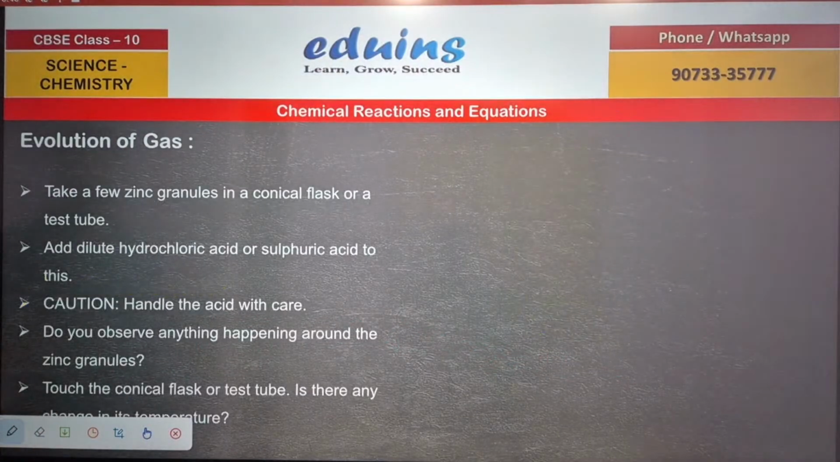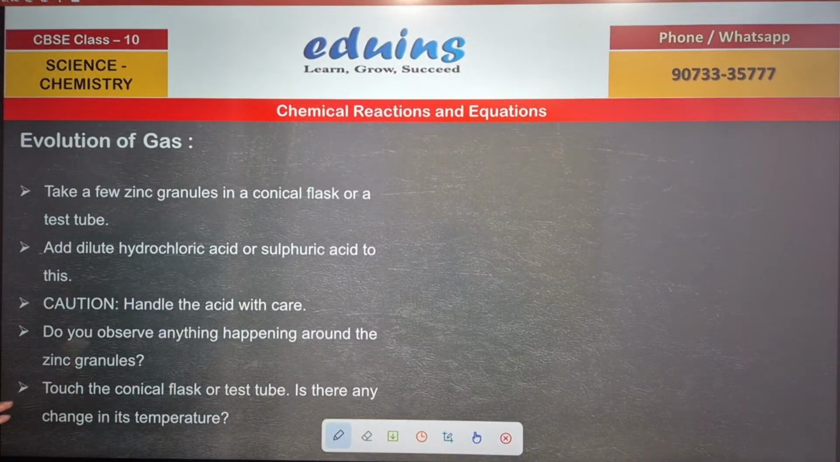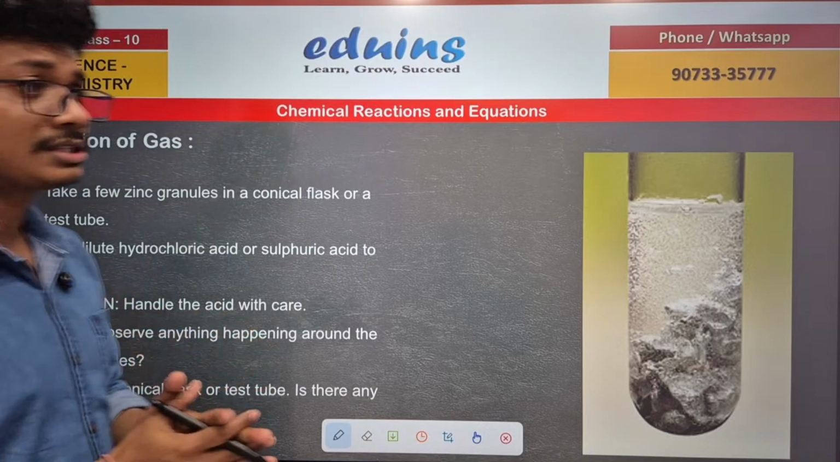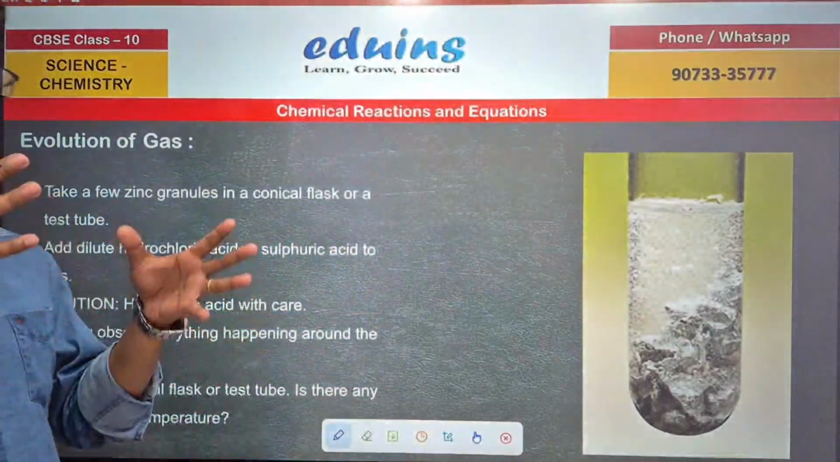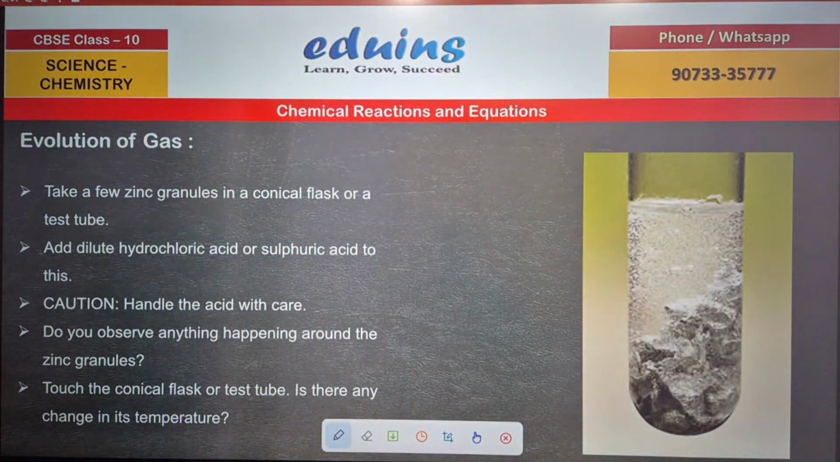The next one, that is, sorry, evolution of gas. So what is the reaction? Take few zinc granules in a conical flask or in a test tube. Add dilute hydrochloric acid or sulfuric acid to this. Okay, handle this acid with care, of course. Handle the acid as well as any chemical substance with care in your lab. So take few zinc granules and add some dilute acid like hydrochloric acid or sulfuric acid.